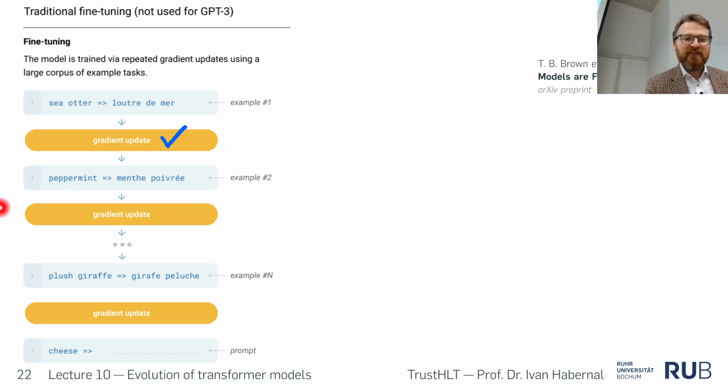Then you show the next example or batch of examples, peppermint, for example, and then you do gradient updates, and then you continue with plush giraffe, giraffe peluche. I don't know who came up with these examples, but they're kind of fun. Okay, so after these, sure, you train your model.